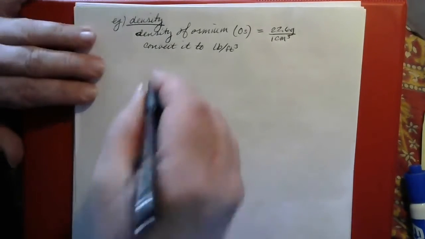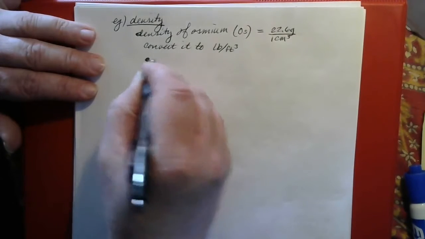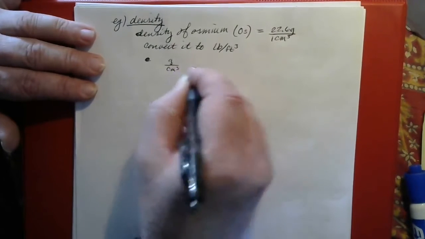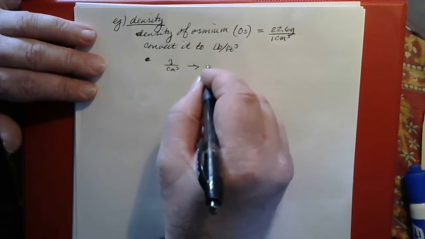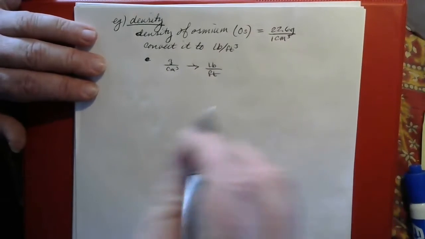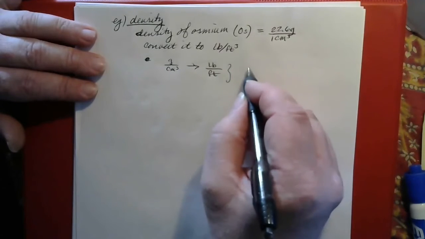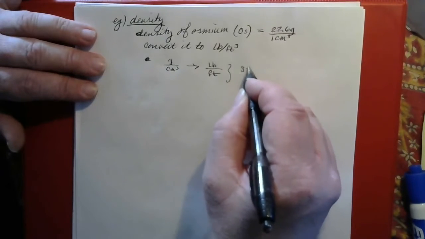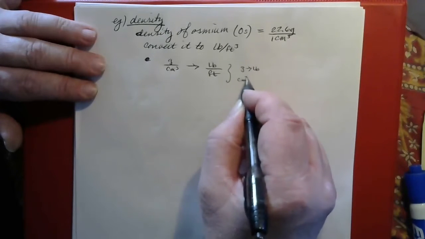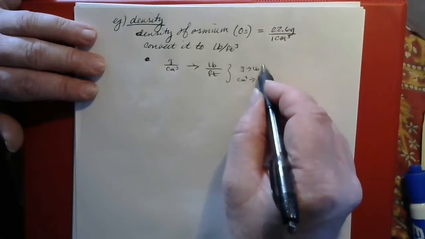Okay, so that means we have to go, in terms of units, from grams per cubic centimeter to pounds per cubic foot. And in order to do each of these separately, we have to go from grams to pounds, and then we have to come back and go from cubic centimeters to cubic feet.